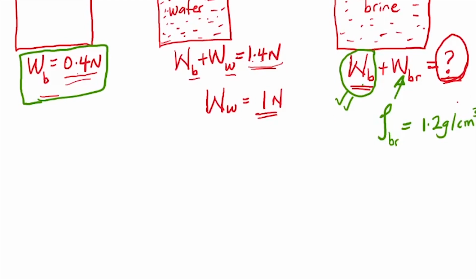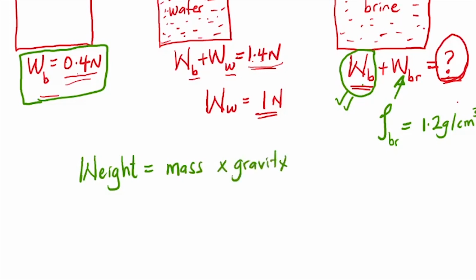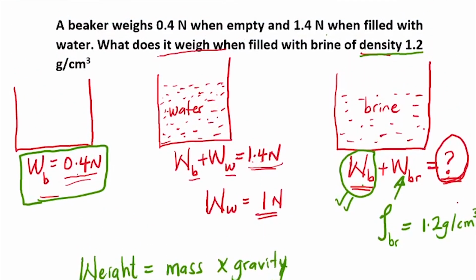So we all know that weight is given by mass times acceleration due to gravity, right? And of course, our acceleration due to gravity for this video shall be 10. That's what we shall use. So we are looking for weight of brine. So the weight of brine is given by the mass of the brine, multiply that by acceleration due to gravity. So do we know the mass of the brine? Of course, the mass of the brine is not given in the question. It's nowhere to be given.